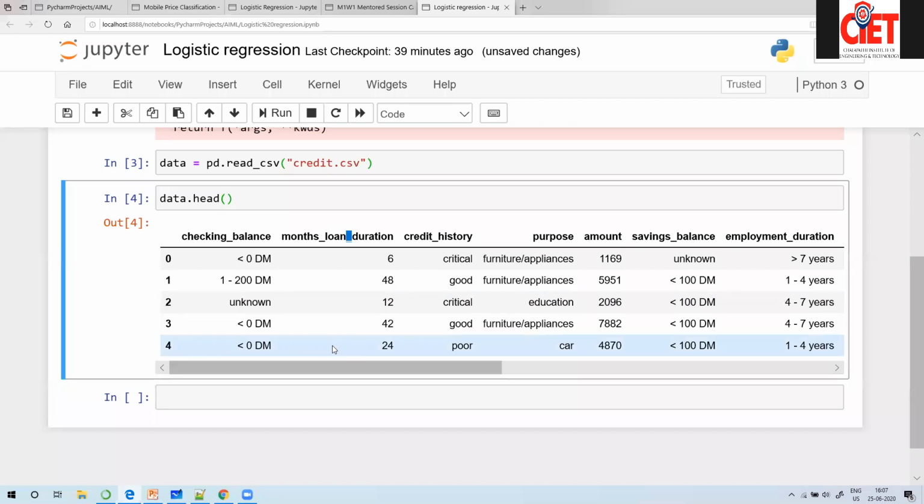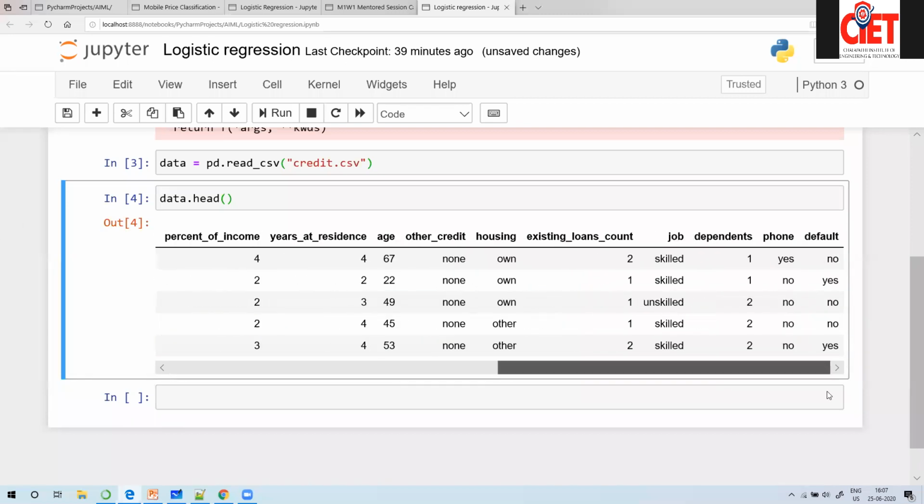Duration of the loan in months. These are all loan accounts, by the way, and we are going to predict if the customer is going to default the loan or not. So the end variable here, default, which says yes or no, this is the target for us. We are going to learn how to predict this.